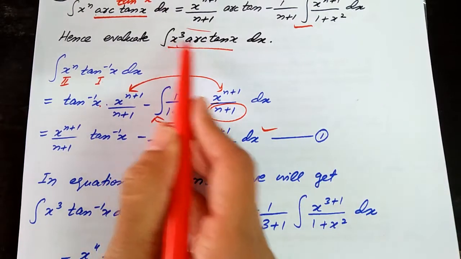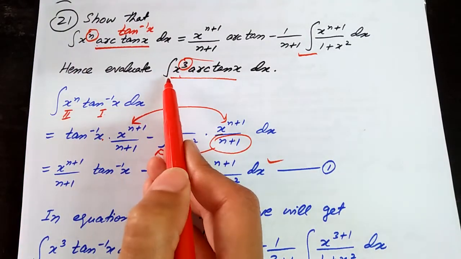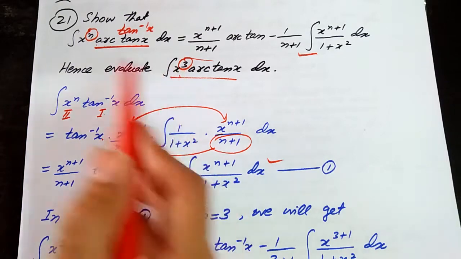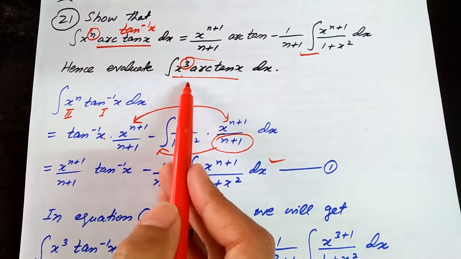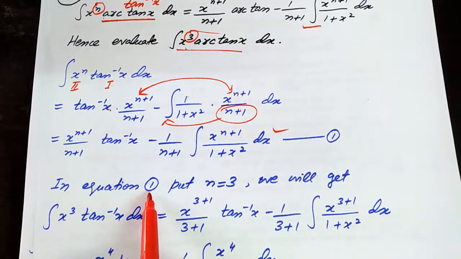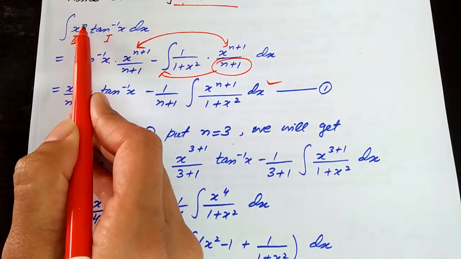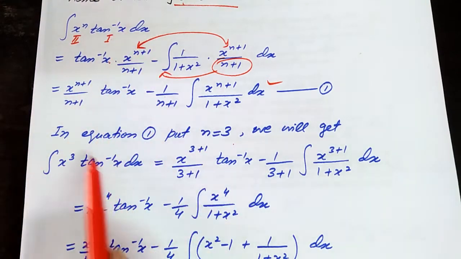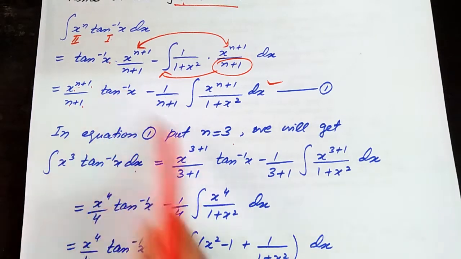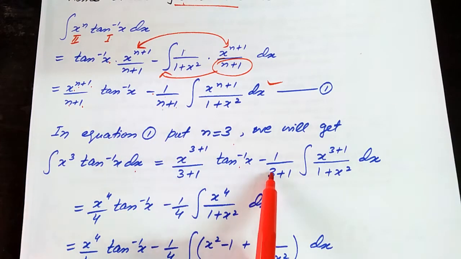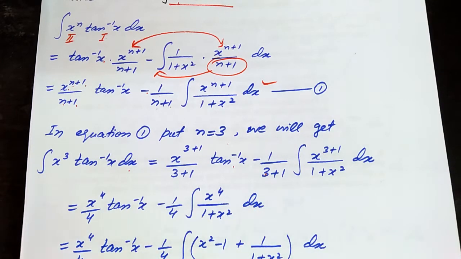We need to evaluate x cube tangent inverse of x. Now here you see we have x raised to power n and here we have x cube. So if we put n equals to 3, then we can easily use this formula and evaluate this integration. So in equation 1, put n equals to 3. We'll get the integral of x cube tangent inverse of x dx equals x raised to 3 plus 1 over 3 plus 1 tangent inverse of x minus 1 over 3 plus 1, then integration x raised to power 3 plus 1 over 1 plus x square like this.